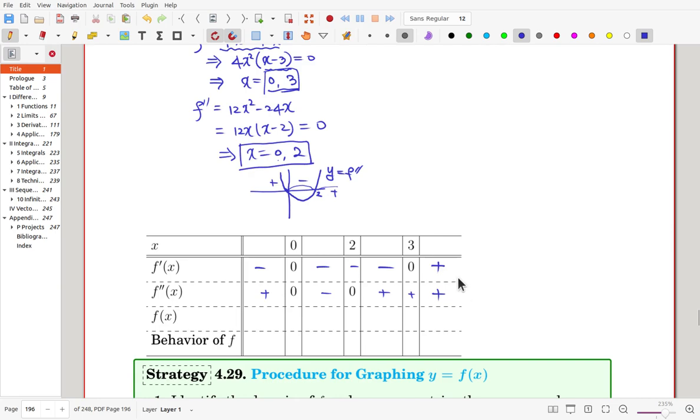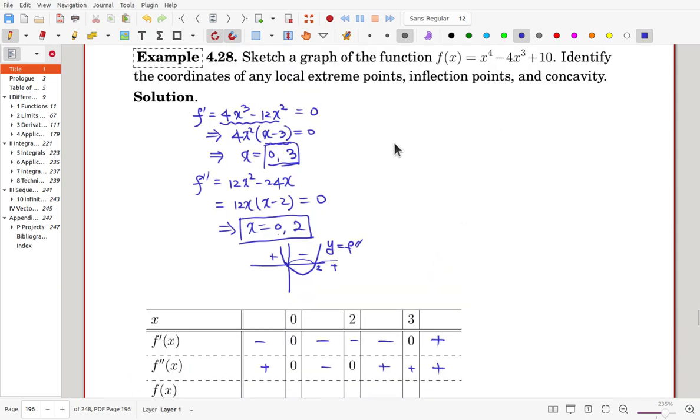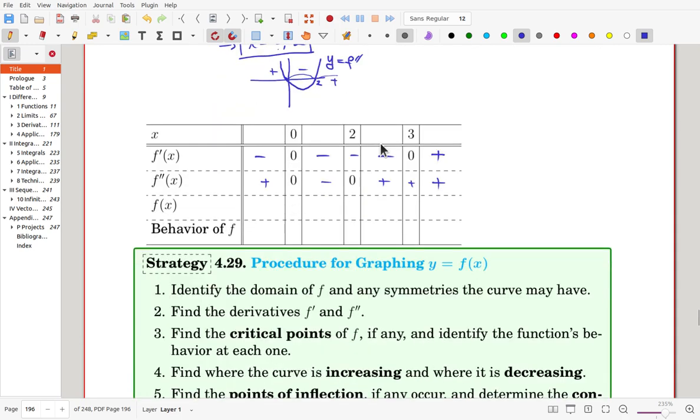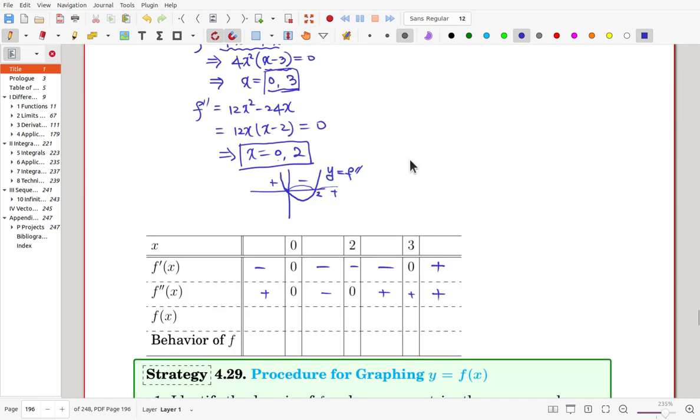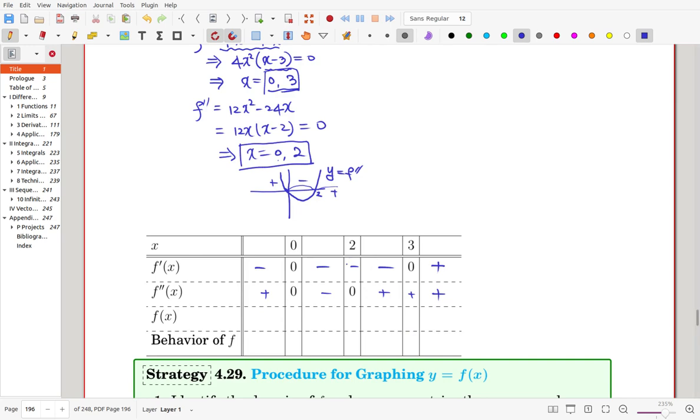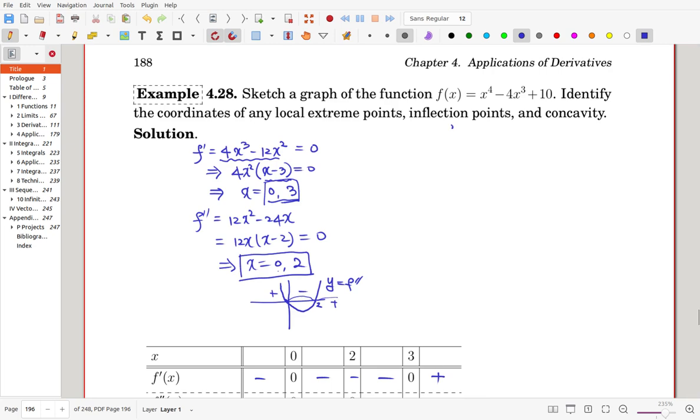Now to sketch the graph, we may try to use the special points and critical points, the key points. When x equals 0, f of x is 10. When x is 2, f of 2 is 16 minus 32, plus 10.